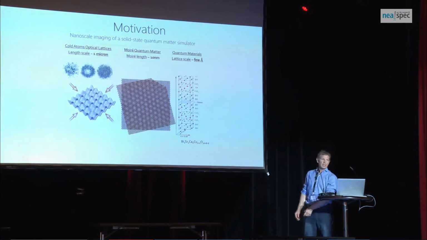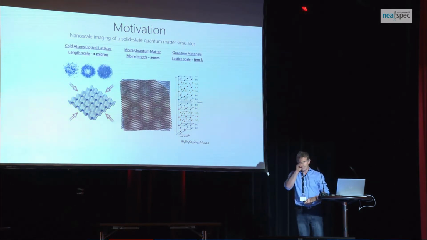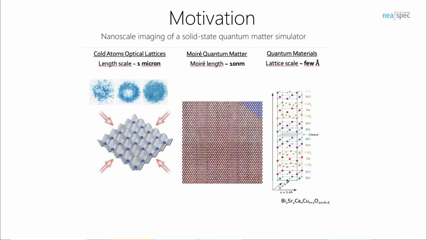I think everybody has seen by now that this can create these beautiful moiré patterns. But what you really can think of is that this is a quantum simulation platform. And it is basically sitting in between two extremes. On one extreme, we have real quantum materials. And there, the scale of the lattice is on the order of a few angstrom. And that's also the scale on which electrons feel the presence of the atoms.